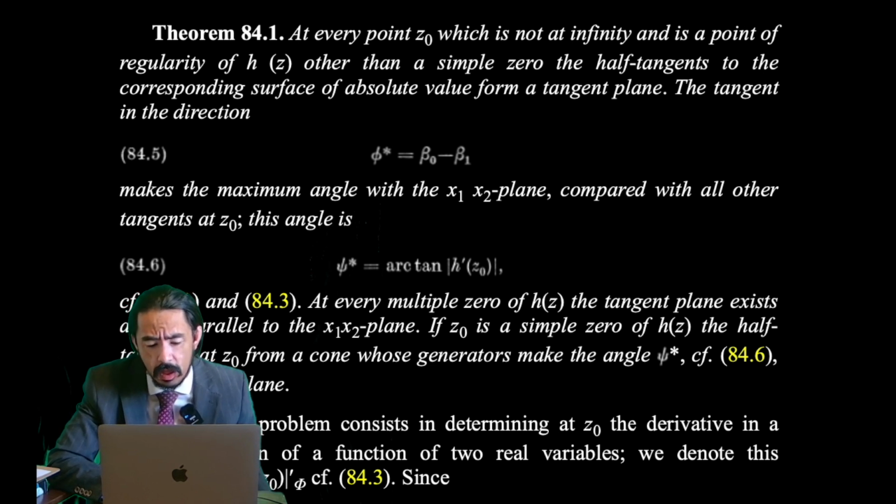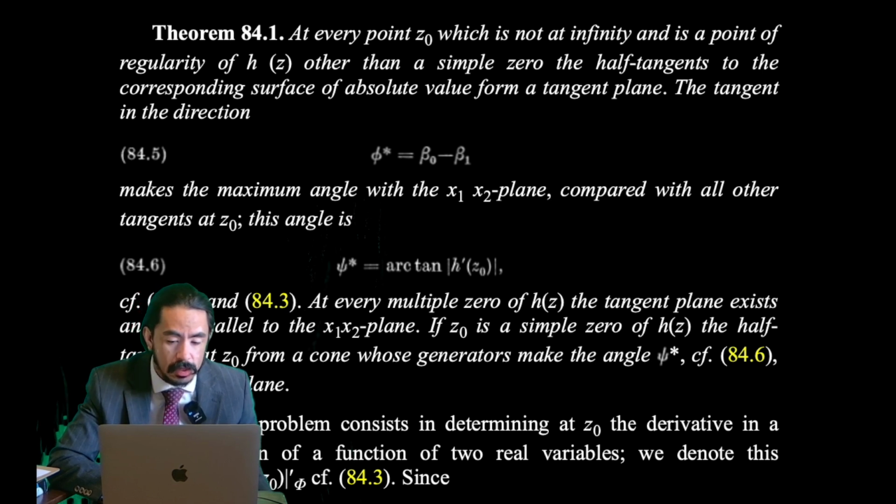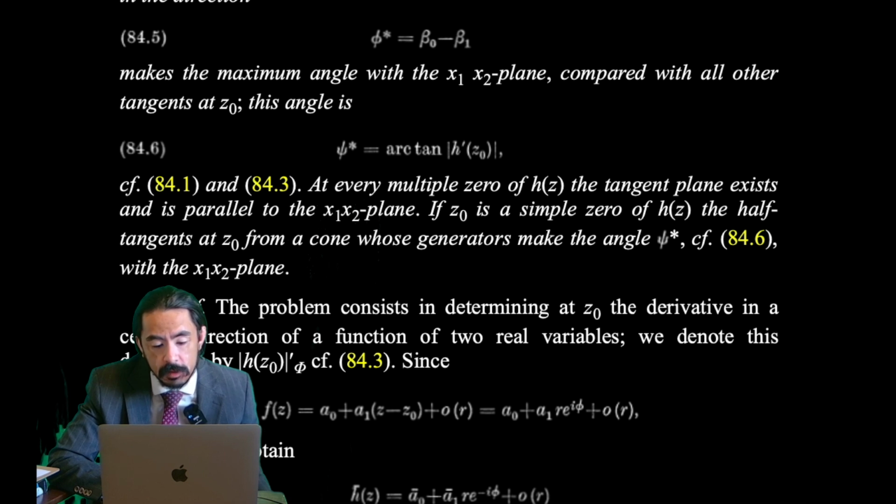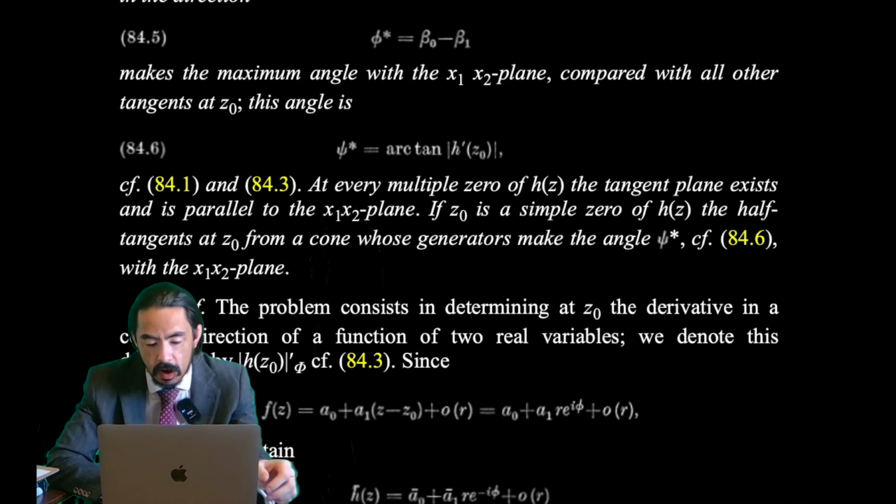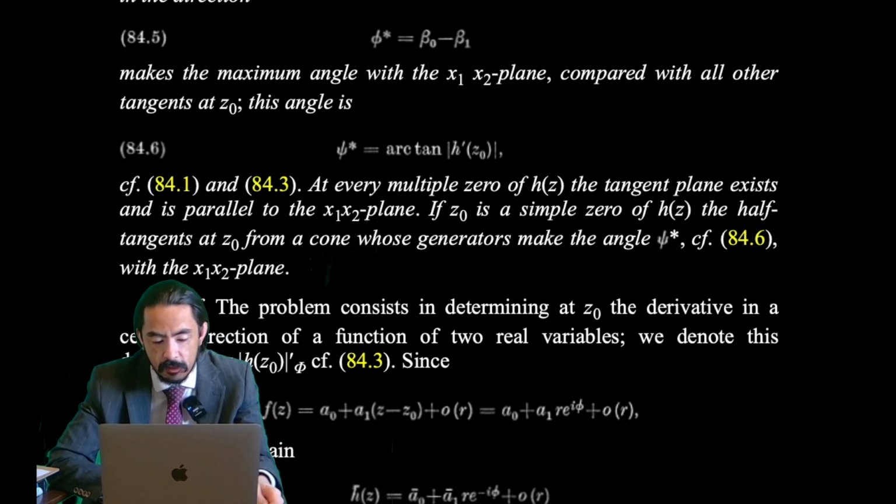Psi star equals the arctangent of the modulus of h prime evaluated at z0. And to obtain this, we can refer back to previous expressions which are earlier in this section, which I already read. At every multiple zero of h of z, the tangent plane exists and is parallel to the x1, x2 plane. If the given z0 is a simple zero of h of z, the half tangents at z0 form a cone whose generators make the angle psi star, as defined above, with the x1, x2 plane.